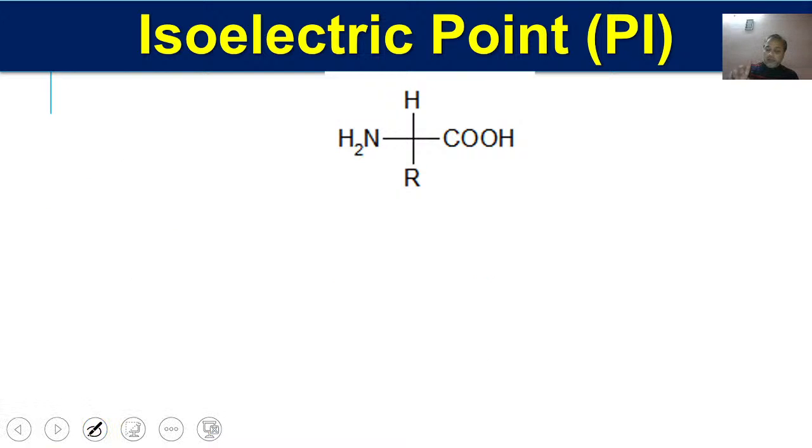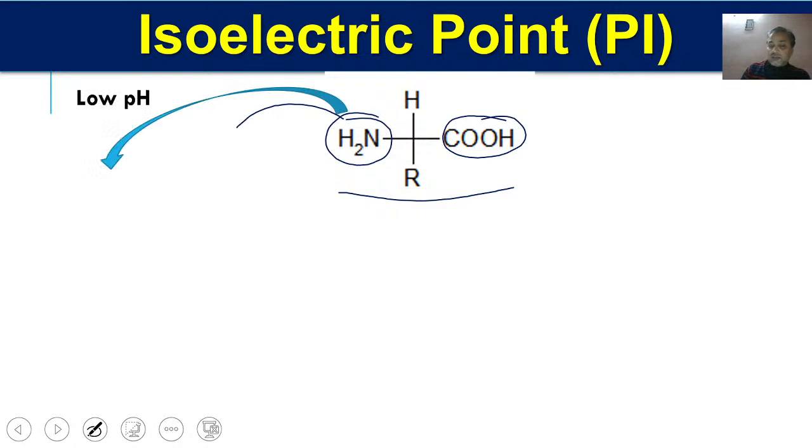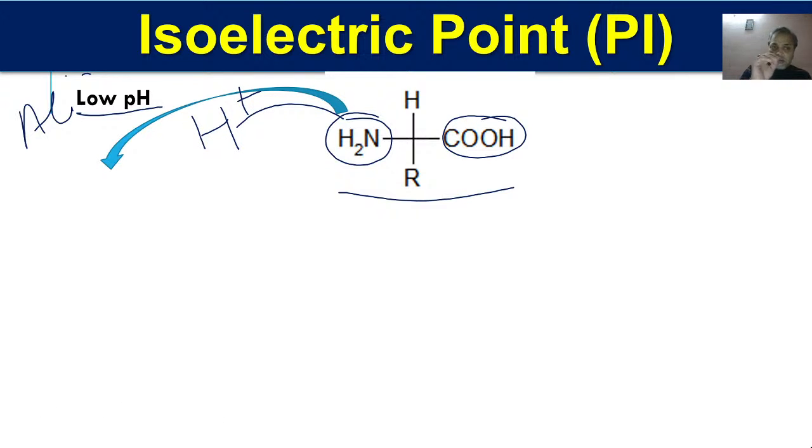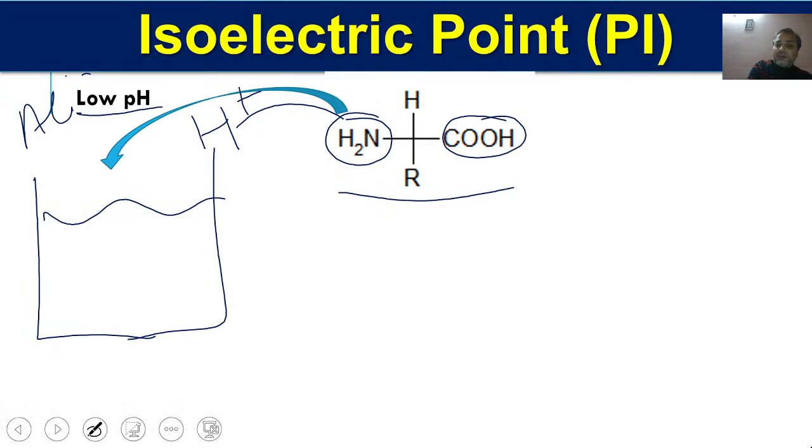Okay, again I am repeating. This is your amino acid. This amino acid has two specific groups. One is the COOH group, the other one is the NH2 group. Whenever we take this amino acid at lower pH, towards the acidic side, low pH means we have more H plus available in the medium. It means H plus is sufficiently available in the medium. So we have a beaker. In this beaker we have an acidic environment, and there we are going to put this amino acid.